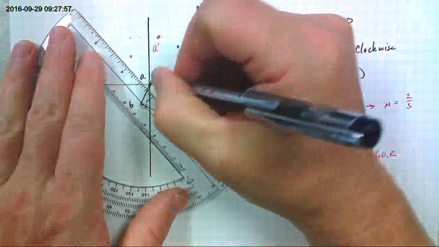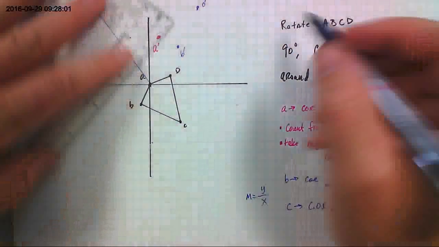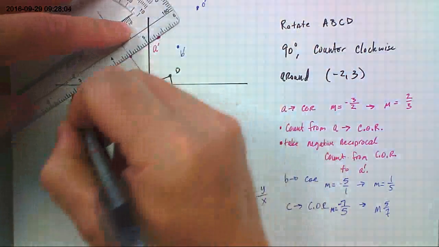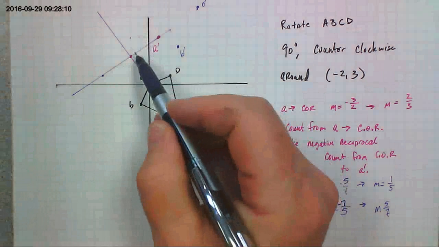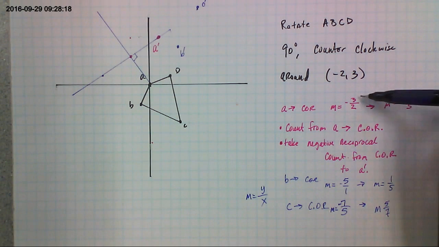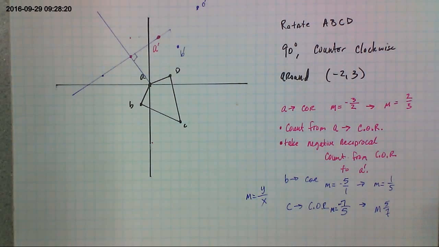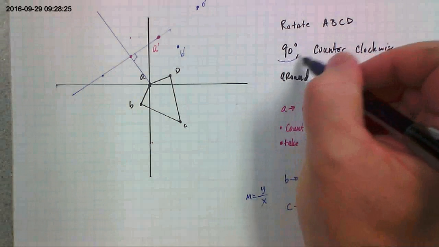check this out. So this line right here and this line right here are perpendicular. They have slopes that are negative reciprocals. Perpendicular means 90 degrees. That's a 90-degree rotation. So I'm using the fact that the slopes of perpendicular lines are negative reciprocals to find the location of the new points. It has nothing to do with clockwise or counterclockwise. It has to do with 90 degrees.